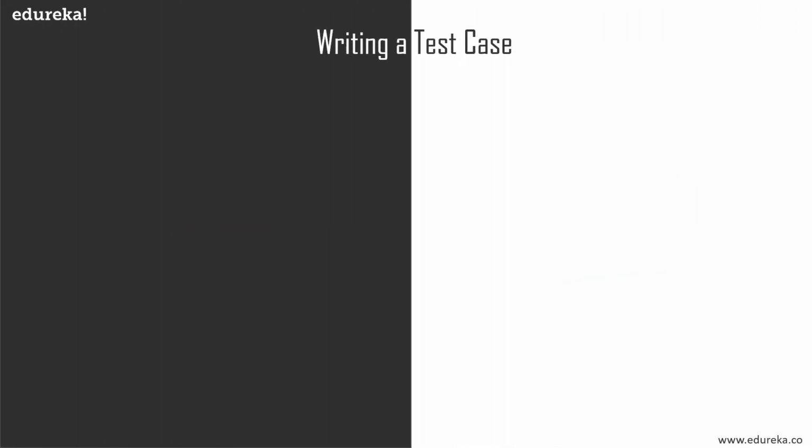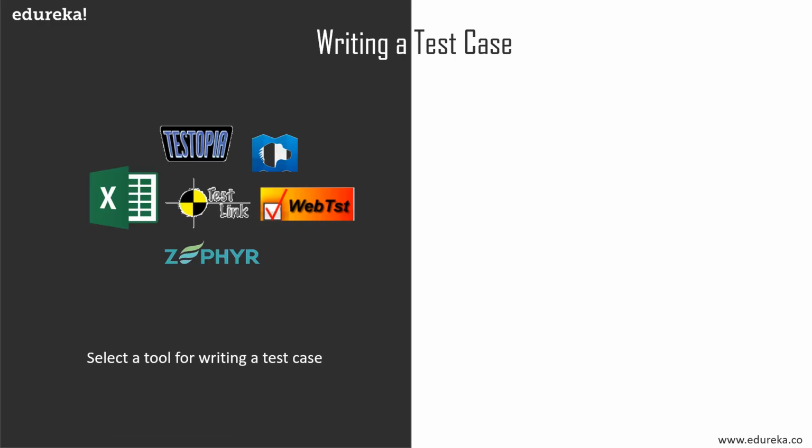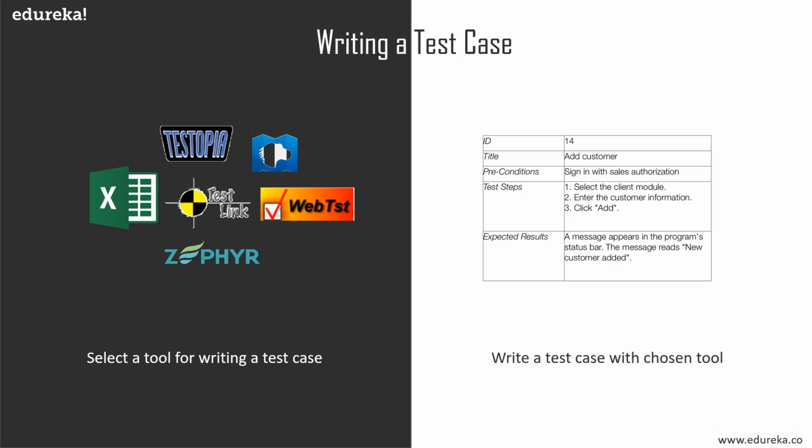And now that you've started writing a test, what you actually need to do is select a tool for writing a test case. There are a lot of tools out there. Excel spreadsheets are highly recommended for writing basic test cases and for manual testing as well. Apart from that, you have other tools such as TestLink, WebTest, Testopia, and many others. So according to your requirements, choose the tool whichever you feel comfortable with and make sure you know the functionality of the tool. And next step is to write a test case with a chosen tool. Well, we did discuss the template of the test case earlier, right?